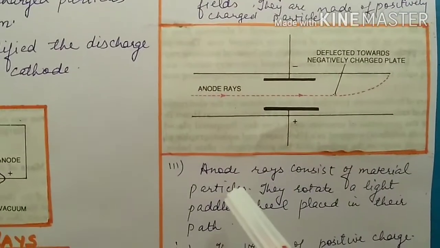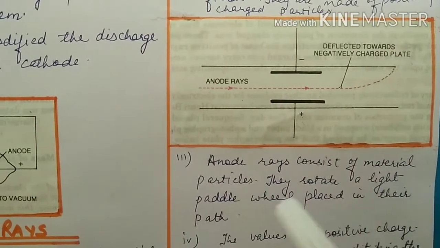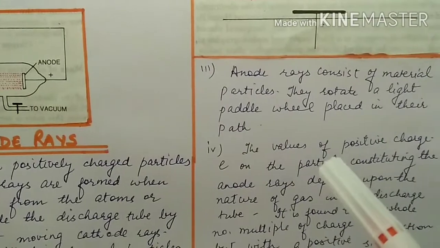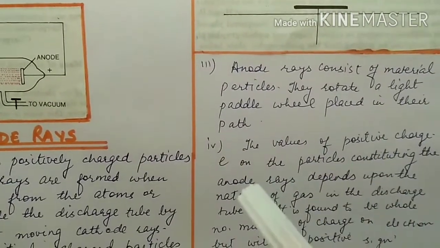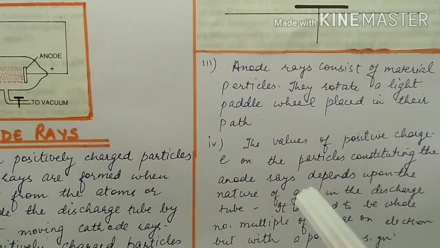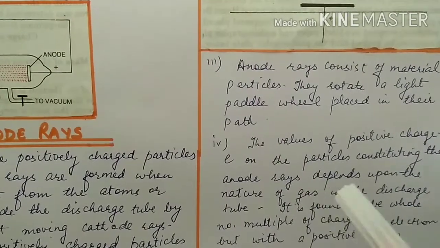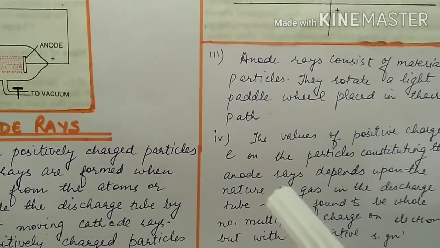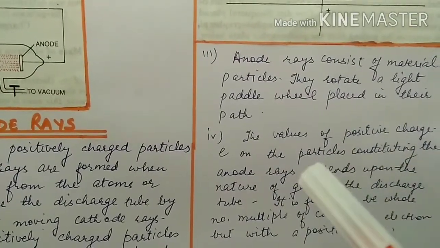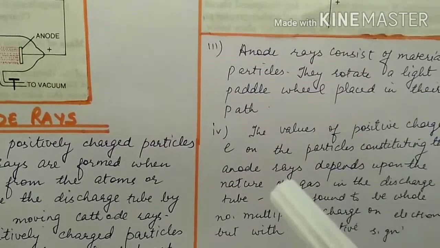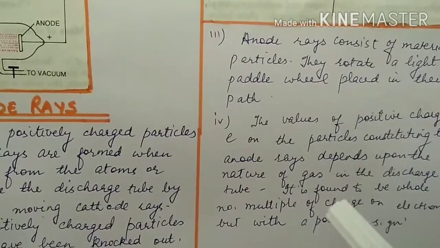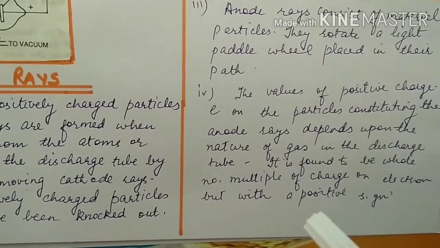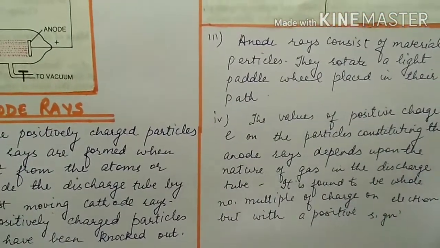Then, anode rays consist of material particles. They rotate a light paddle wheel placed in their path. Then, the value of positive charge e on the particles that constitute the anode rays depends upon the nature of the gas in the discharge tube. This is in contrast to the particles of cathode rays, which always had the same charge. But here the value is a multiple of charges. It is found to be a whole number multiple of the charge on the electron, but with a positive sign.